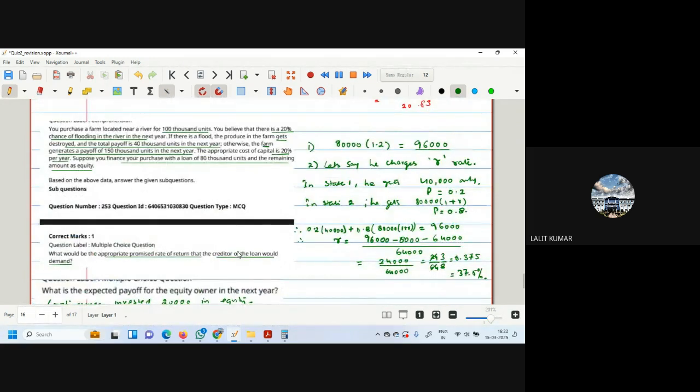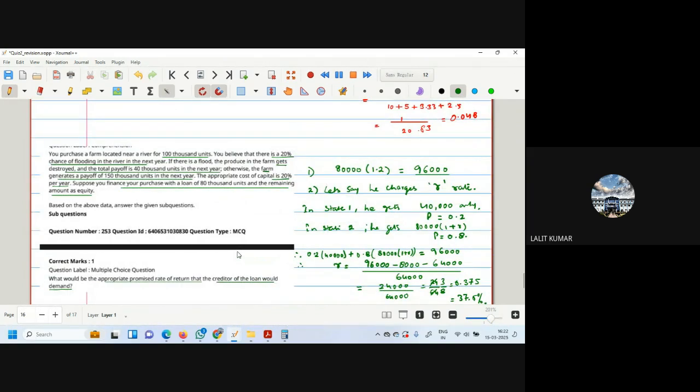Okay, this next question is straight from the GA question. We have a similar question in the GA, so please try to solve that and you will get this answer.